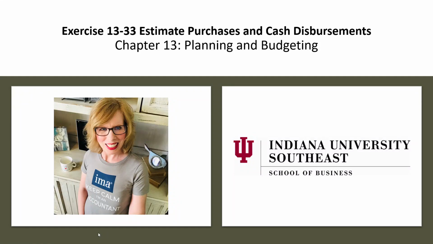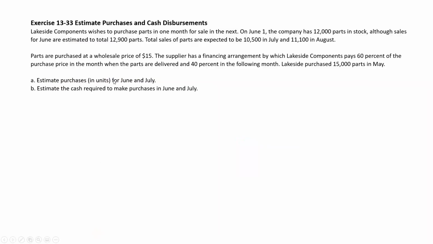In this video, I'm going to estimate purchases and cash disbursements using exercise 1333 as an example. So I want to read through here and understand what's their purchasing policy. And keep in mind, this company appears to be a merchandiser, just buying and reselling things, versus a manufacturer where I'm trying to estimate production. They wish to purchase parts in 1 month for sale in the next.